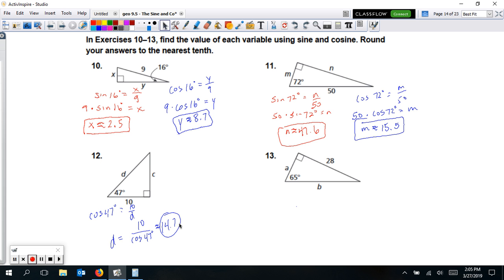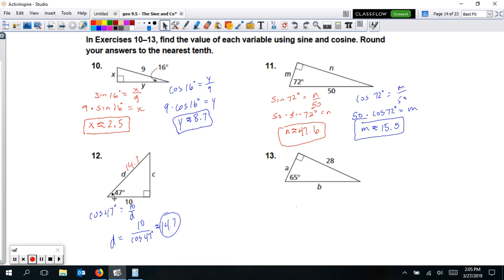So now that we know that D is 14.7, we can use that as the hypotenuse now to find C. Now there is another way we could find C. We can use the tangent ratio, because we could do opposite over adjacent for tangent ratio. We can do the tangent of 47 degrees as opposite over adjacent. So there's another option for you as well using tangent. But they want us to use the sine and the cosine on this one, so we will just continue to do that.